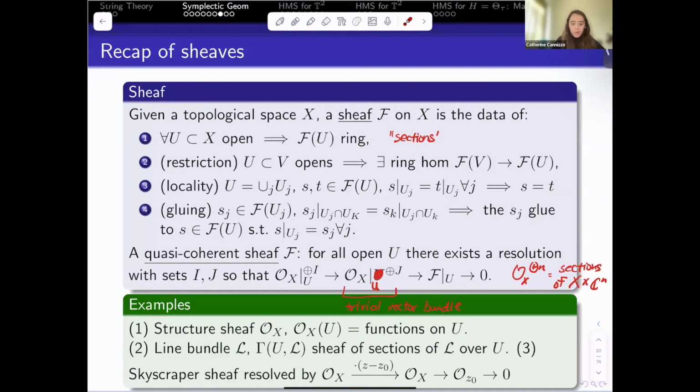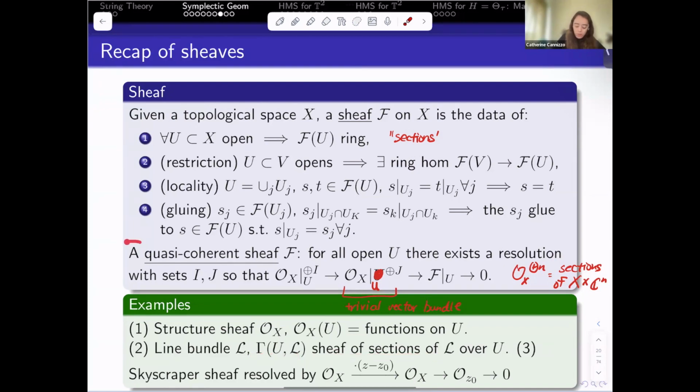So, what are some examples of these? One is what's called the structure sheaf. This assigns to each open set U the functions on U. If we're talking about a complex manifold, it would be the holomorphic functions on U. Another example, with this intuition of sections, is to take a line bundle L. Then the notation Gamma(U, L) denotes the sections over the open set U of the line bundle L. That's the sheaf consisting of sections of L.